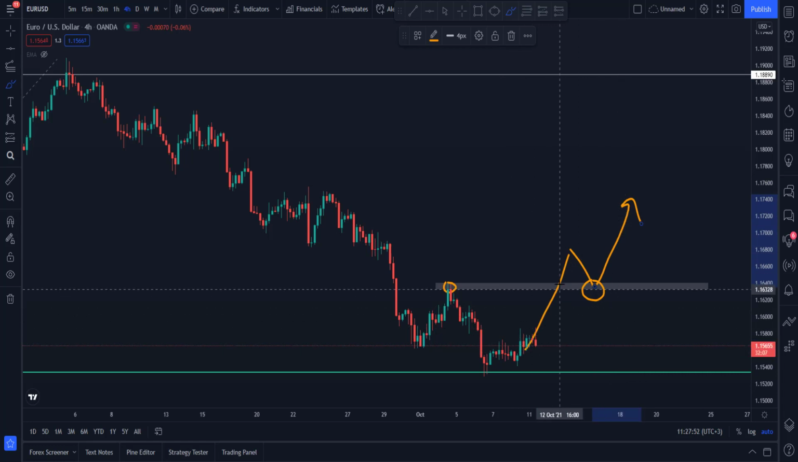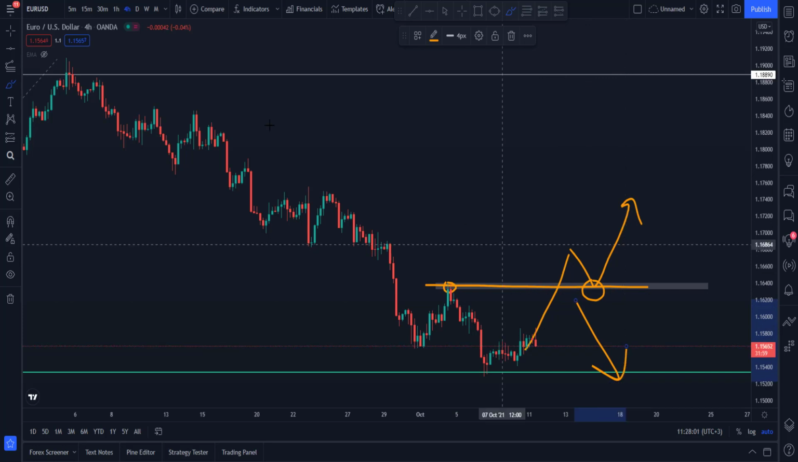But until then, even if price comes up here to retest the highs from before and it doesn't break above, we're only looking to sell the market, because we've already got a downtrend and we always want to hop on that trend and trade with the big players.